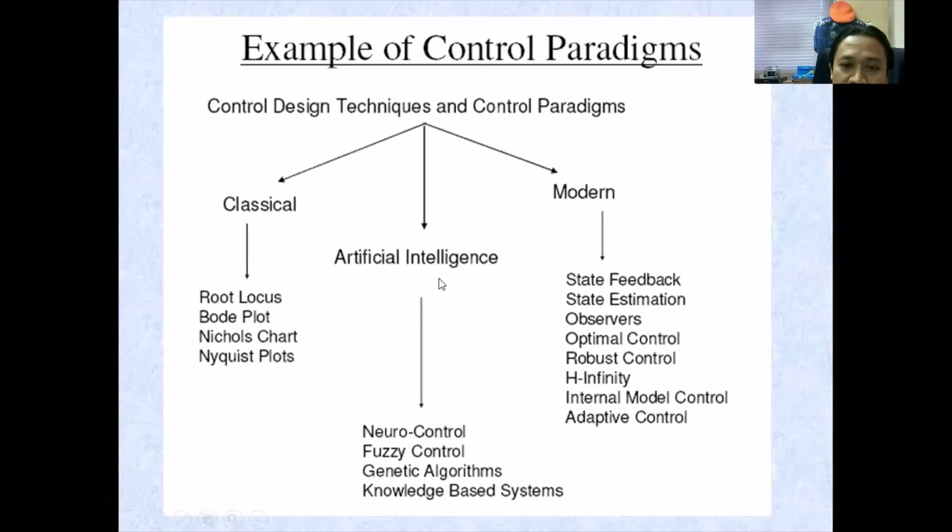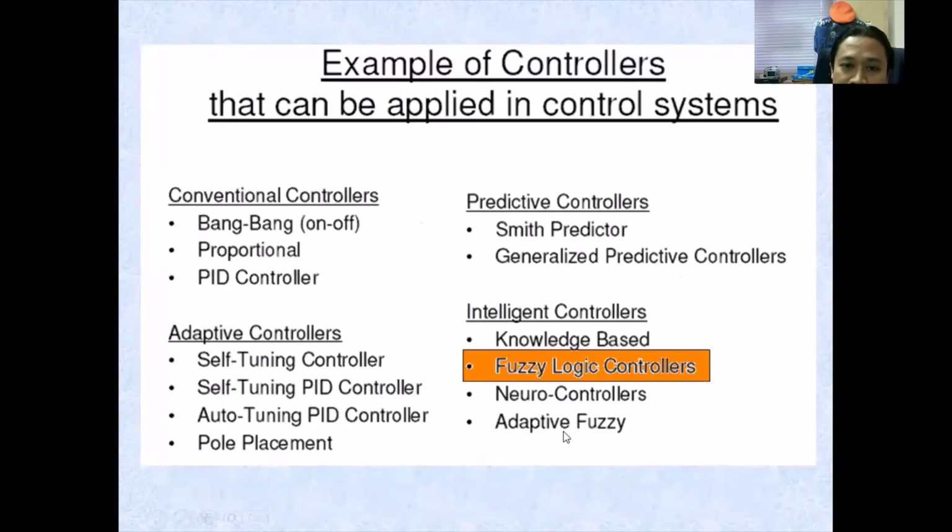Now, researchers hybridize the modern and AI, for example. For my PhD, I hybridized modern control with AI. I combined adaptive control and fuzzy logic control. That was my PhD before this. We just combined two design techniques for the control paradigm to control our system.